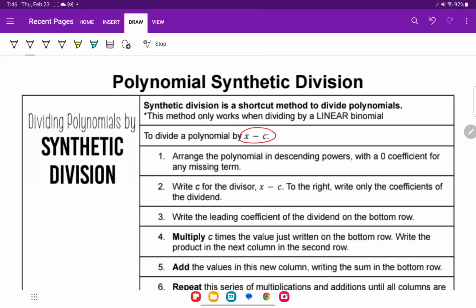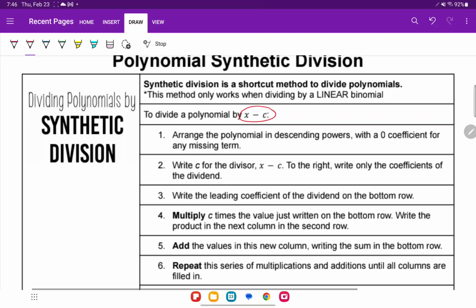Step one says to arrange the polynomial in descending powers with a zero coefficient for any missing terms. Write c for the divisor, x minus c, so we'll talk about how to get that. To the right, write only the coefficients of the dividend. Number 3, write the leading coefficient of the dividend on the bottom row. Number 4, multiply c times the value just written on the bottom row. Write the product in the next column in the second row.